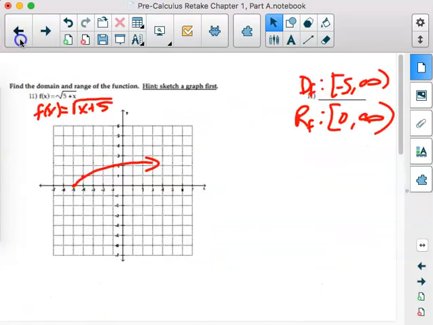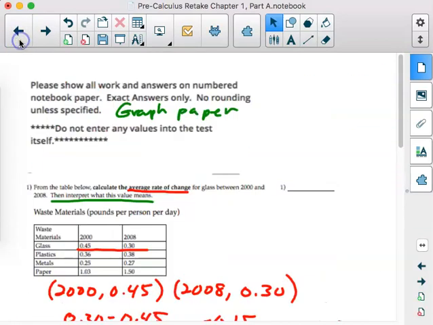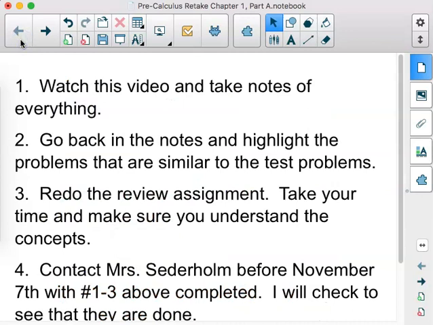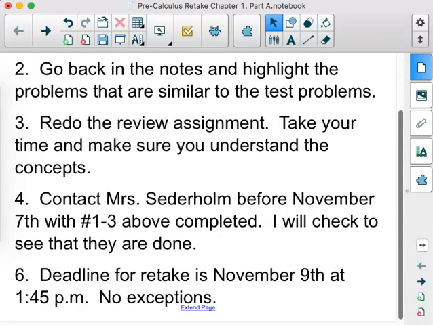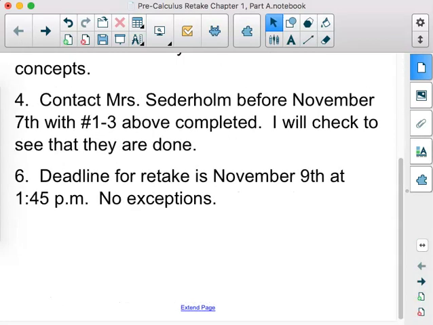All right, so one more time. You've watched this, you've written everything down, because that's the only way I'm going to know that that's been taken care of. Take notes of all of that. Study this, go back in your notes, highlight problems that are similar to these problems, and then redo that review assignment with a focus on the things that you had wrong on the test that you know you were struggling with. For some of you it was the graphing. And then contact me, and we'll talk about when I can open up that test for you if you have everything completed. So that is the retake video for Chapter 1, Sections 1-1 to 1-3.